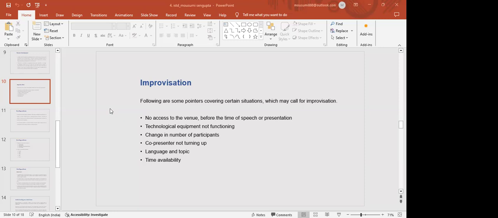So maybe it is the second day of the training, or maybe it is the second phase of the training or presentation, where you can actually use the previous experience of the audience or of the presentation and ask for their feedback, so that that time can be beautifully used in making yourself prepared. And if need be, you can change the sequence of the presentation also.